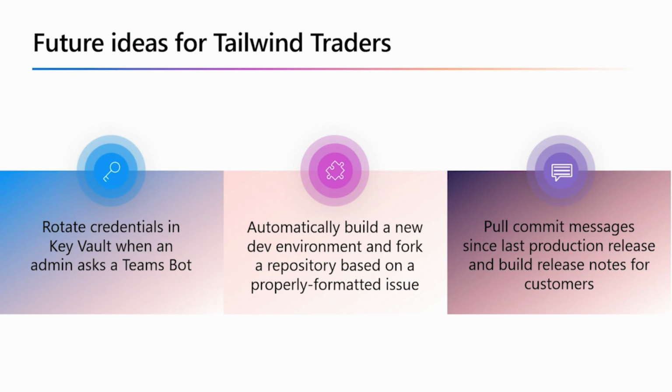Now, Tailwind Trader is thinking of new ways to implement all the things that we have learned so far. They want to rotate credentials in Key Vault when an admin asks on a team board, automatically build a new dev environment, and fork a new repository based on properly formatted issues. Pull the commit messages since the last production release and build release notes for customers.